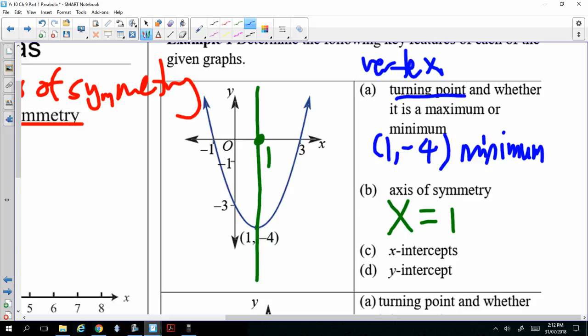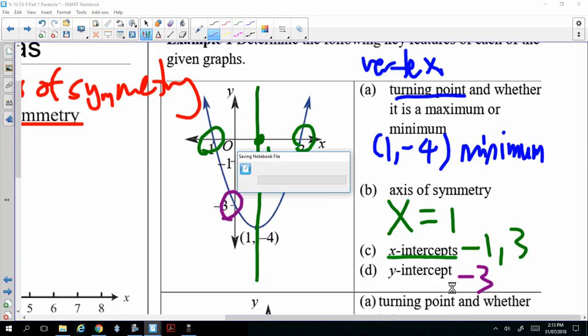Let me ask a student. Damien, what's the x-intercept? -1 and 3. Very good. So these are the x-intercepts. Let's look at the y-intercept. What would the y-intercept be? -3. That's your y-intercept. All right, good. So it's pretty easy. Could you try the next one? Exactly the same question.